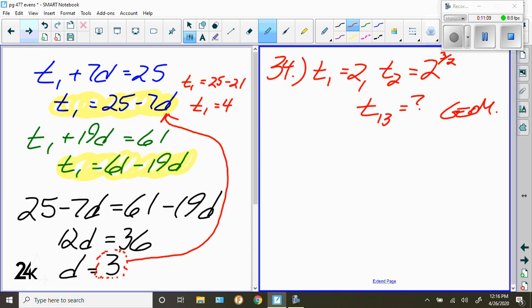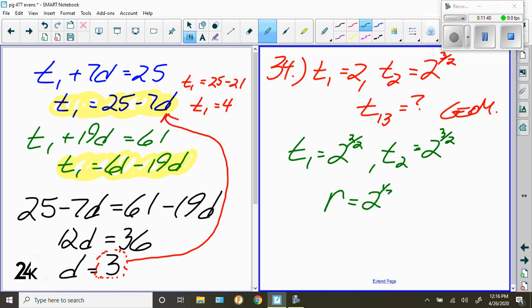Number 34. Now we're to geometric. Okay, so the first term is really 2 to the 2 halves. And the second term is really 2 to the 3 halves. So how did I get on number 34? How did I get from here to there? Well, I multiplied by 2 to the 1 half.